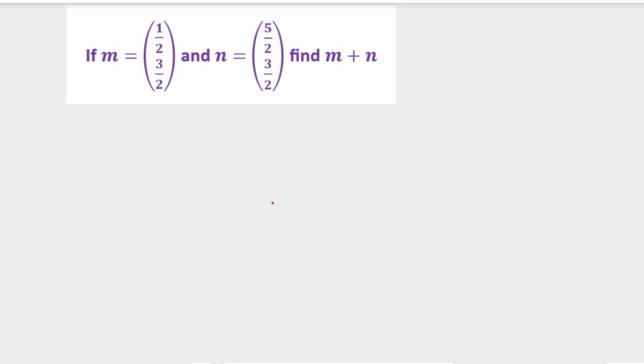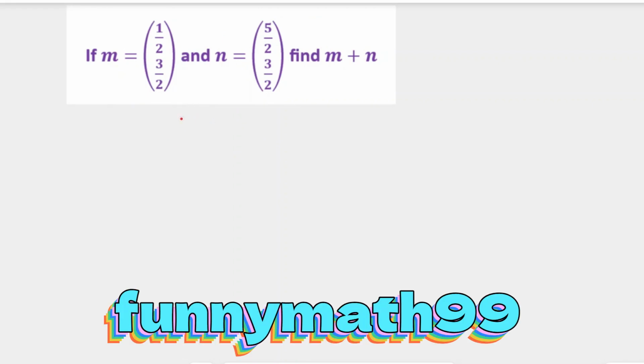So let's get our next question here. If the vector m has components 1/2, 3/2 and the vector n has components 5/2, 3/2, we have to find the vector m plus n. An interesting vector, very long. The components are fractions, but we're going to use the same idea. So let's get it started.